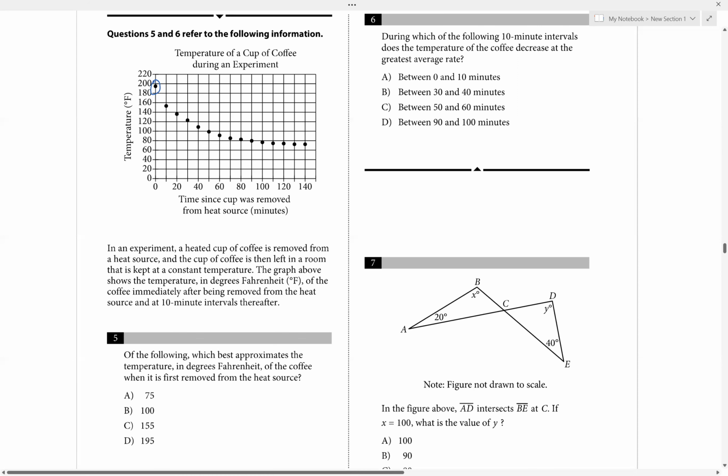Okay, so what number does that line up with, right? If you look at the y value, it is very close to 200, okay? Very close to 200. So if you look at our answer choices, it's close to 200, but a little bit less. So the best answer has to be letter D, 195. And that would be our best answer.